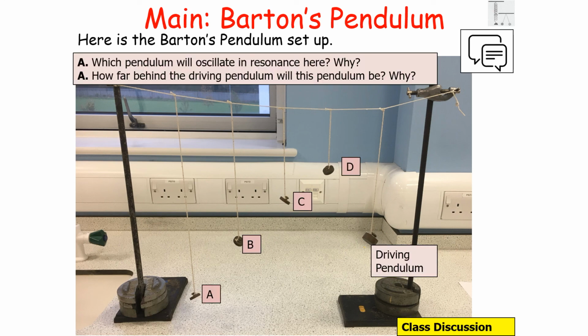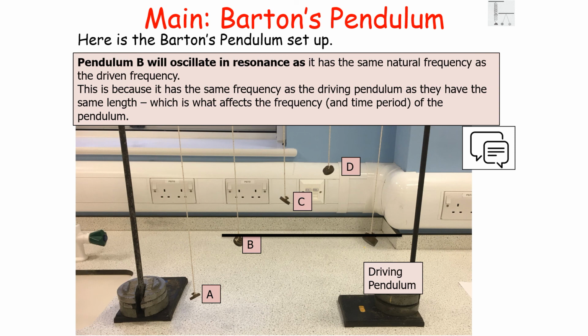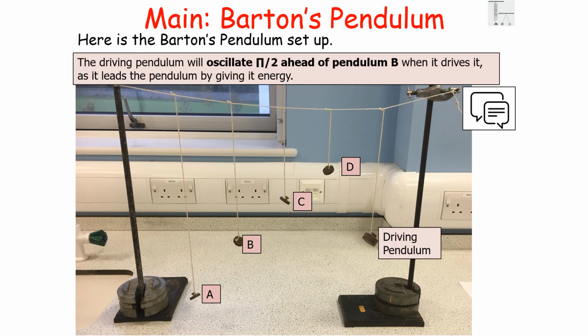So which one would undergo resonance? Well, it would be pendulum B, as it has the same natural frequency as the driving frequency, because it has the same length as the driving pendulum. And what affects the frequency and time period of the pendulum is the length of the pendulum and the gravitational field strength. And finally, the driving pendulum will oscillate pi/2 radians ahead of the pendulum B when it drives it, as it's leading the pendulum to give it energy.